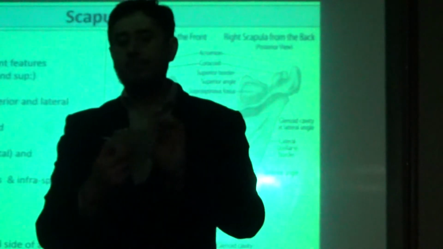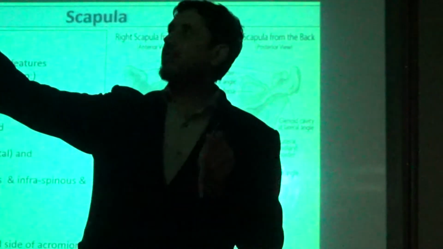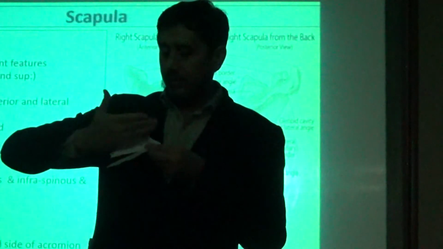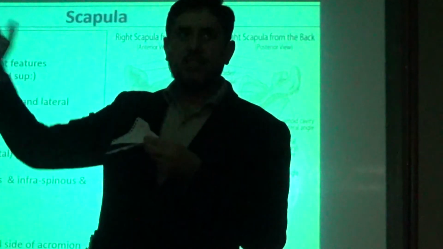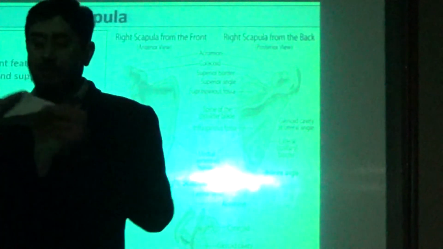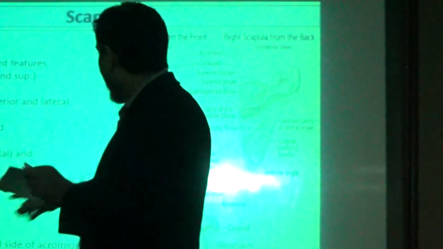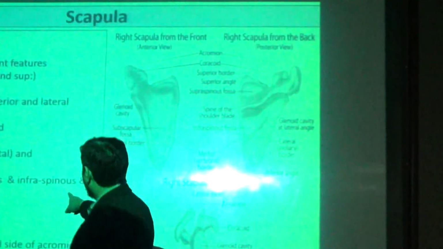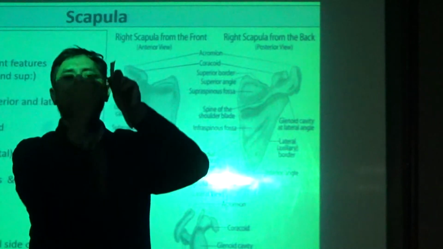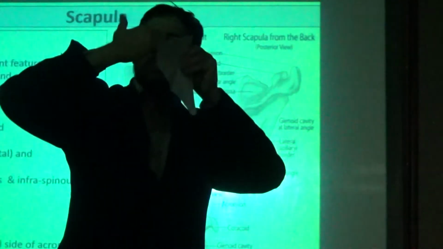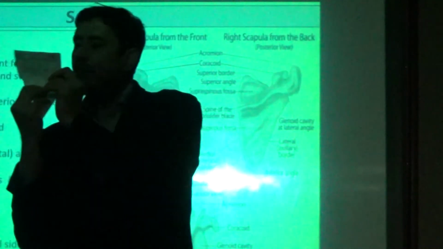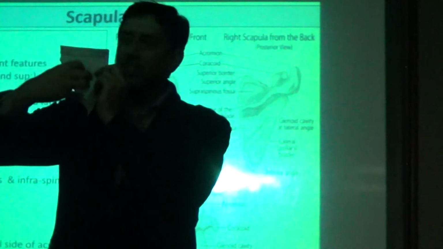Okay, come to the back. What is the name of this one? Spine. One depression is here. Look at this. It's very important for the muscles. What is this one? Supraspinous fossa. What is this one? Infraspinous. Infraspinous, because this one is below the spine. What is this one? Above the spine.